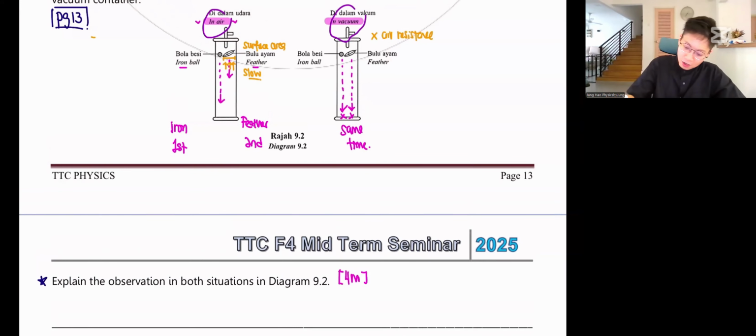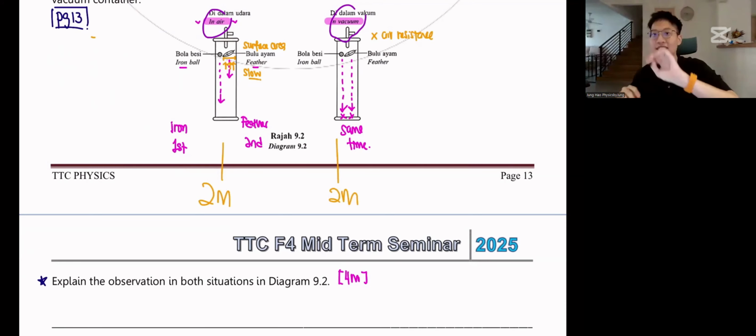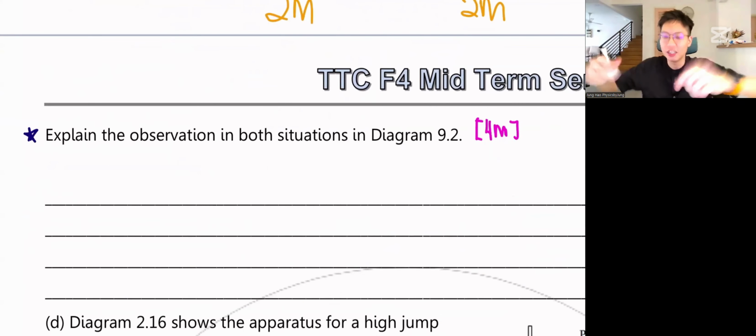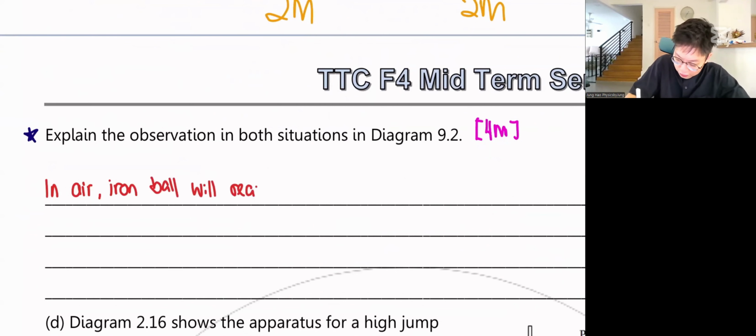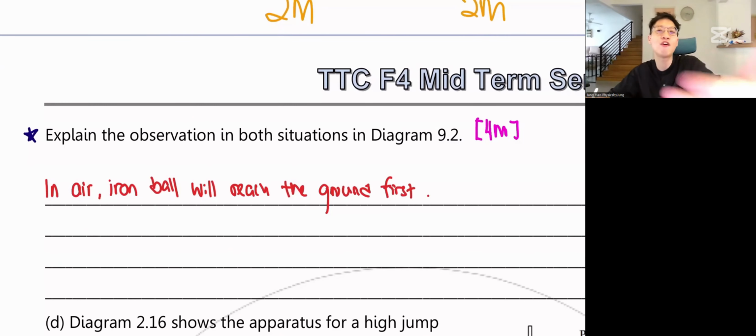Maybe for the air, I will explain 2 marks. For the vacuum, I will explain 2 marks. So if I add the answer together, I have 4 points to write. Now, let's explain the observation in both situations first. Let's just talk about in air. We will say that the iron ball will reach the ground first, or you can say the iron ball will reach the ground before the feather.